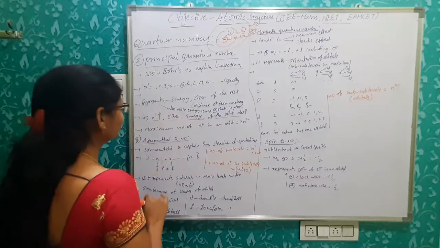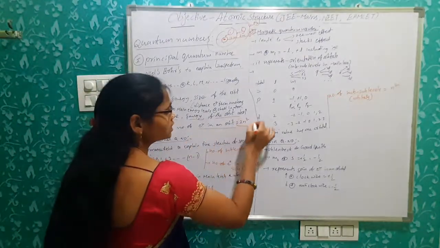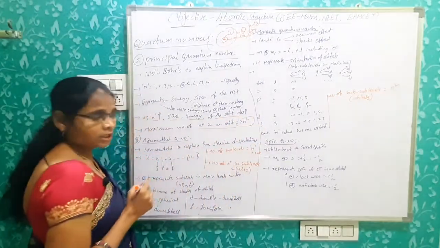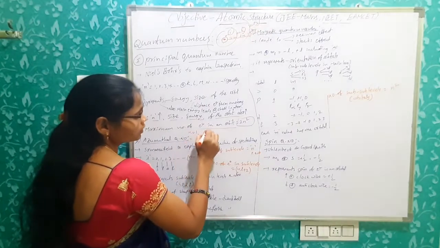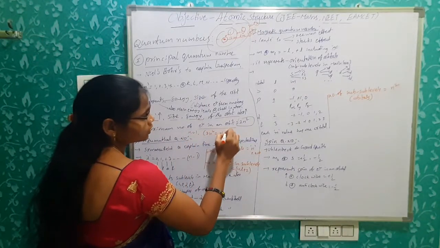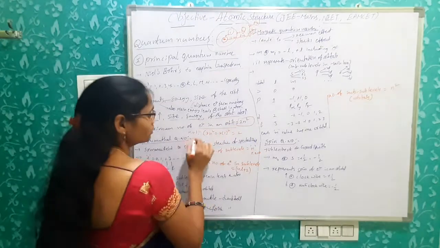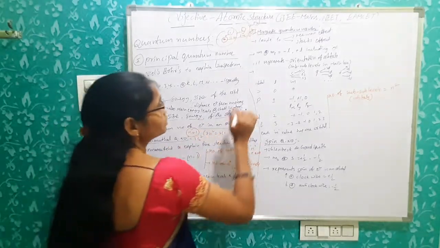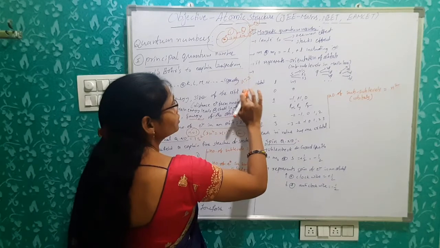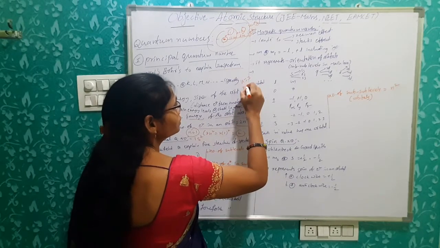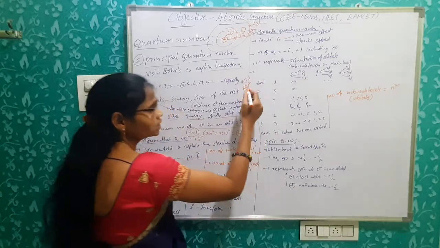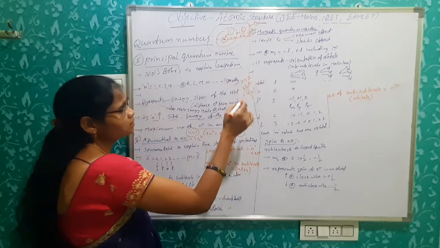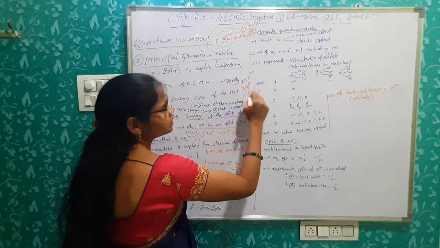Clear? Next, the maximum number of electrons present in that main level or in that orbit is equal to 2n square. Suppose n equals 1, so 2n square means 2 into 1 square, that is equal to only 2. So n equals 1 means the 1s orbital has only 2 electrons. Maybe n equals 3, 2n square, so 2 into 3 square. How many electrons here? 9 into 2, 18 electrons. So 18 electrons are present in the third energy level.